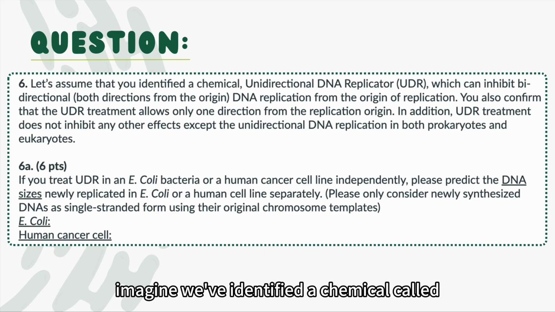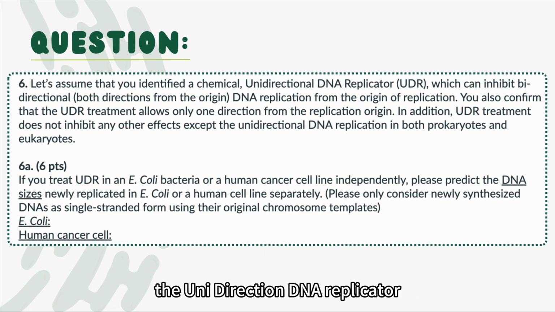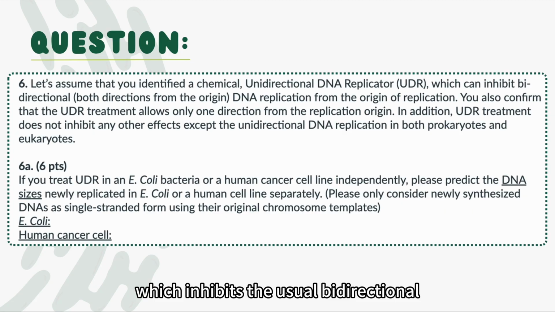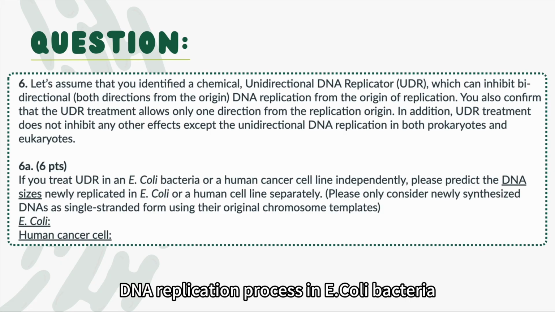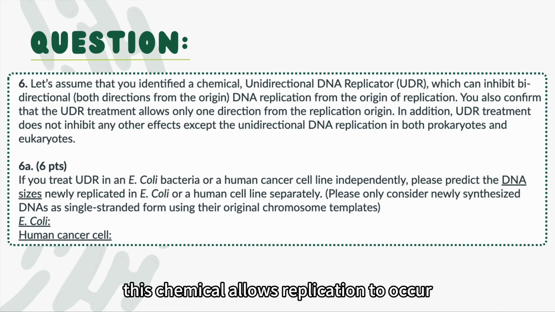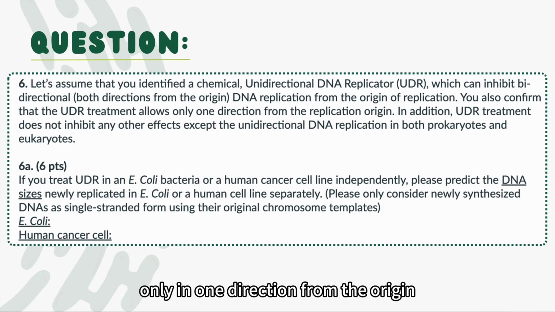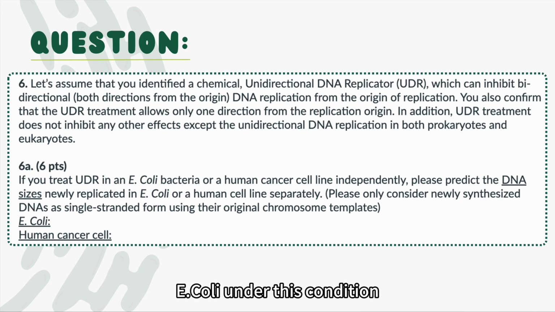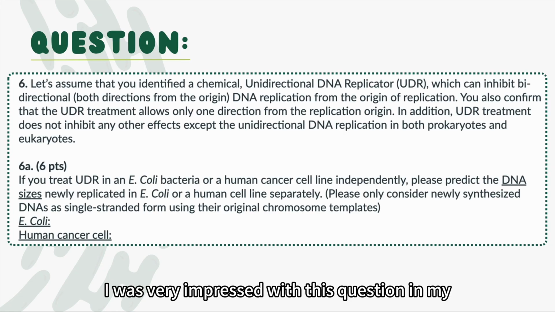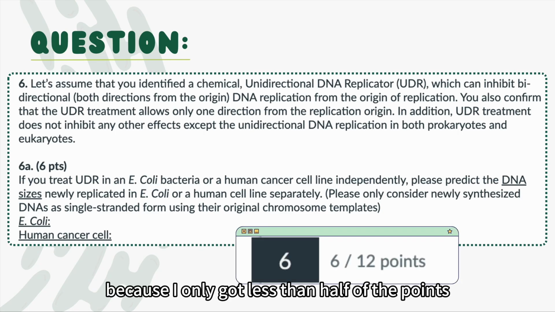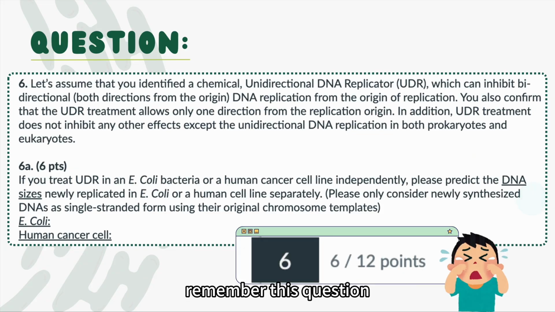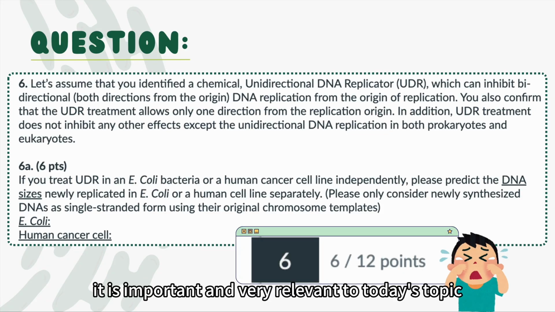Imagine we've identified a chemical called the unidirectional DNA replicator, which inhibits the bidirectional DNA replication process in E. coli bacteria. This chemical allows replication to occur only in one direction from the origin. What do you think would happen to E. coli under these conditions? I was very impressed with this question in my midterm exam because I only got less than half of the points. Remember this question, it is important and very relevant to today's topic.